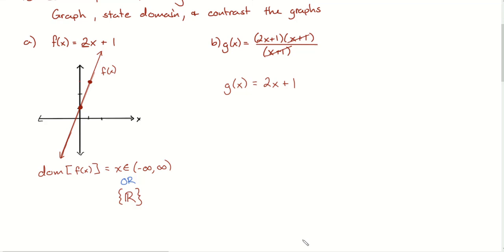I make the claim that these two, this is a simplified version for sure, but I don't think they're the same everywhere. What aren't we allowed to do? There's two things that we've seen that break stuff. And when I say break stuff, I mean specifically take us out of the real numbers.